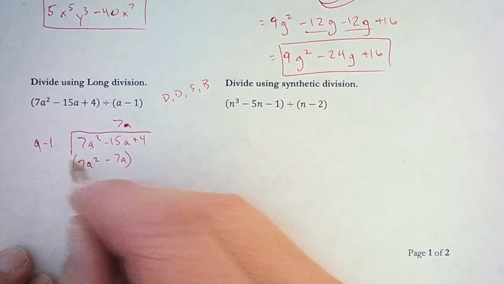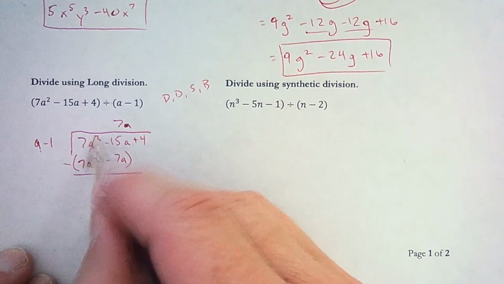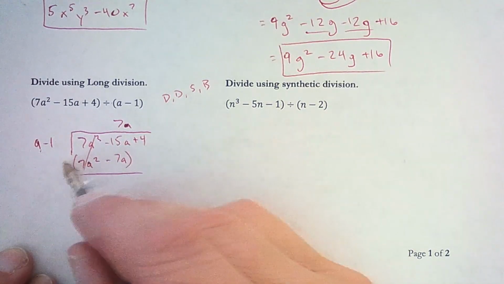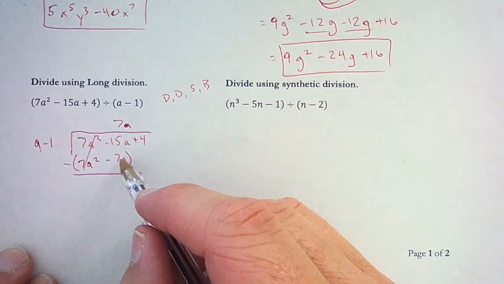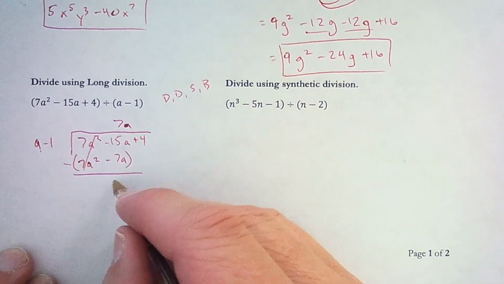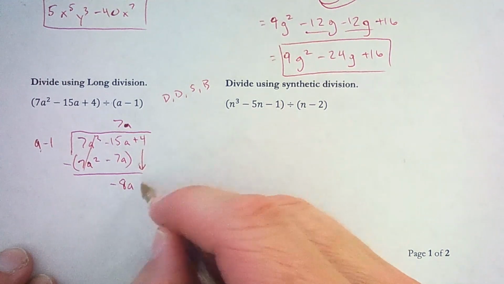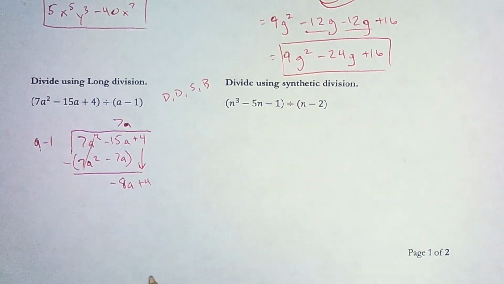Then subtract. 7a squared minus 7a squared cancels. Negative 15a minus negative, so plus 7a, that is negative 8a. And then bring down the 4. So this skill really combines some of the skills we've done. It combines some of our power rules as well as subtracting our polynomials.